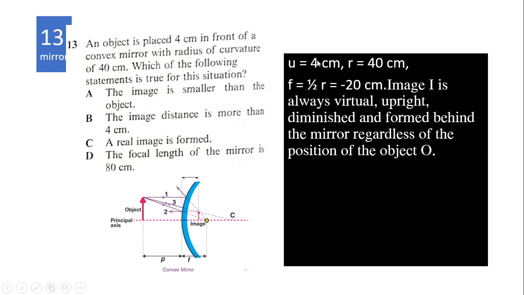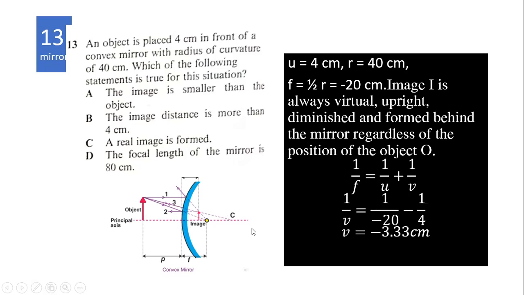So you can work it out if you don't know the facts. Right? 4 cm of the object. That one is 40. So you divide by 2 to get the focal length. Right? It must be negative because there's a sign convention for convex mirror. The focal length is negative. So image is virtual, upright, diminished, and formed behind the mirror here. Right? I've shown you roughly the sketches, regardless of the position. So if you don't know, you can calculate it out. Right? That's the answer. The answer is A.